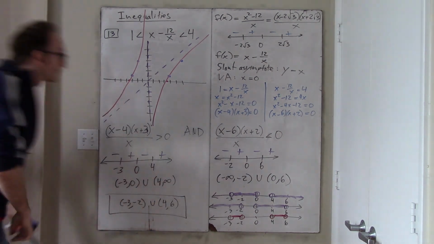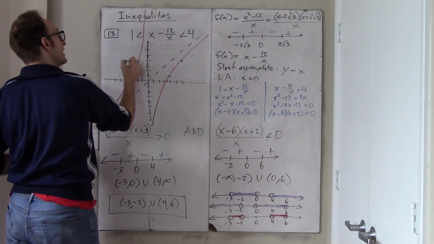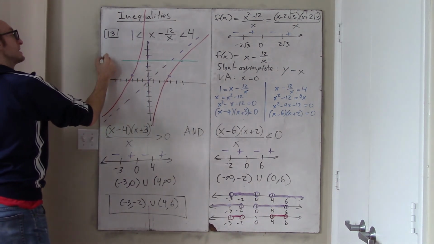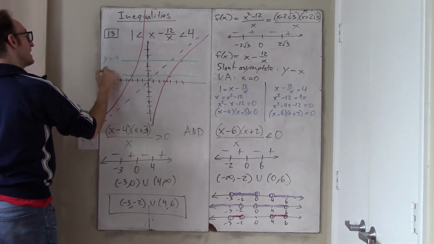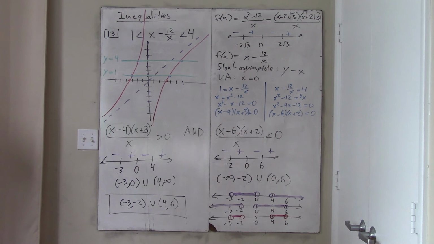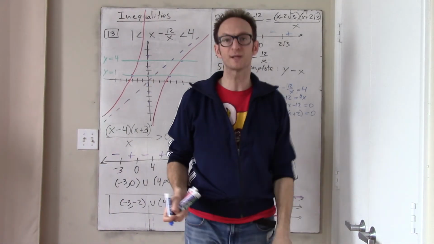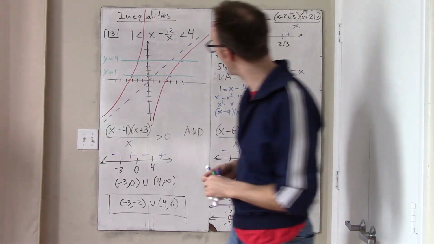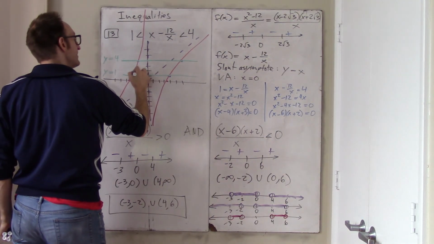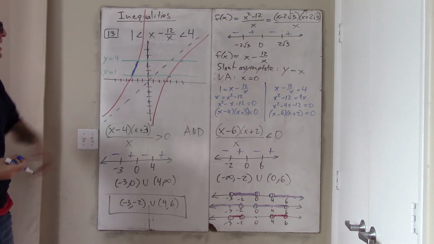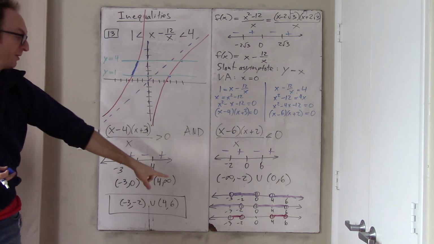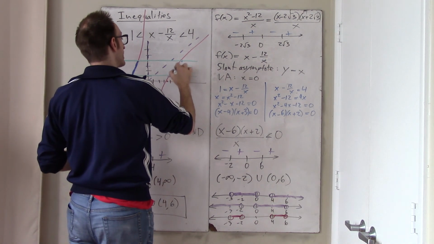And so now, reaching for my last color here, what is this? This is the line y equals 4. What is this? This is the line y equals 1. And I can now see at a glance, graphically, that this is in some sense easier because I didn't have to solve any inequalities. All I had to do was graph the function and then look at it. My function x minus 12 over x will be between 1 and 4 from negative 3 to negative 2, which is exactly what we got, and also from 4 to 6.